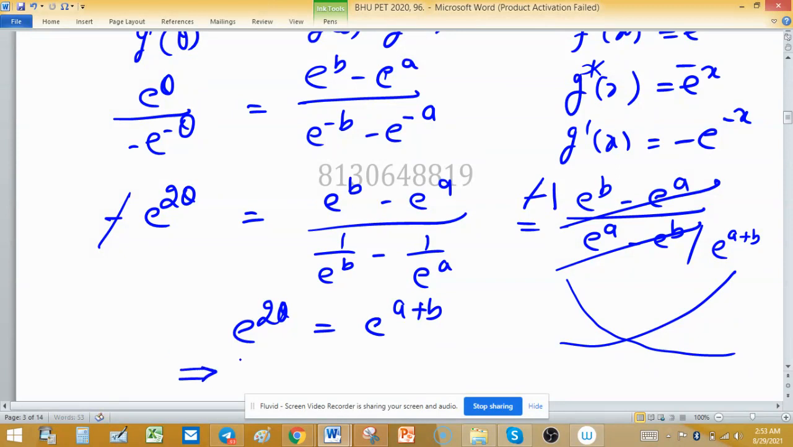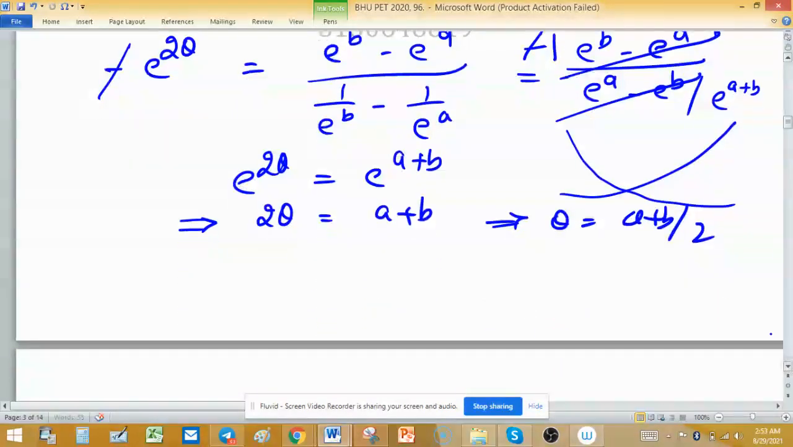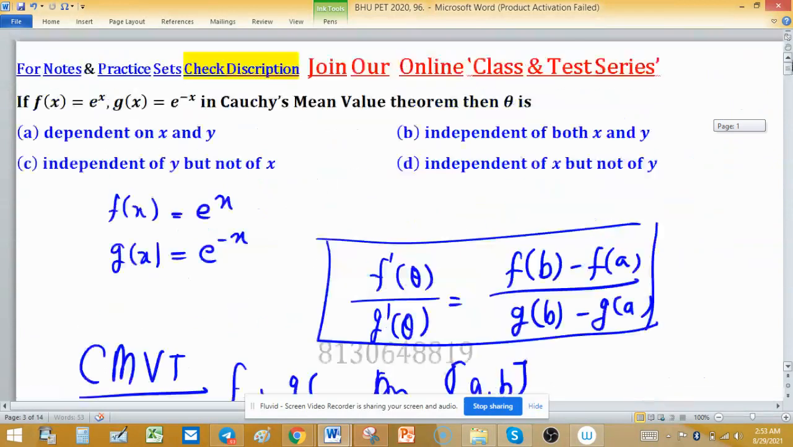So by this property, I can write 2 theta equal to a plus b, and this implies theta equal to a plus b divided by 2, meaning theta is independent of x and y. So which option is true: independent of both x and y, which is option b. So it will be true and the others will be false, because either they are dependent on one and independent of the other. So only option b is correct.